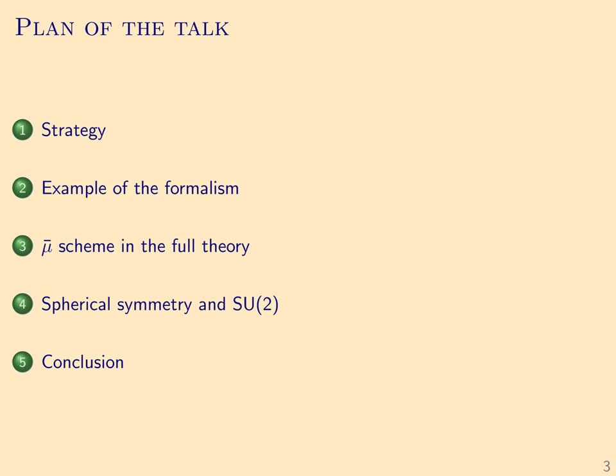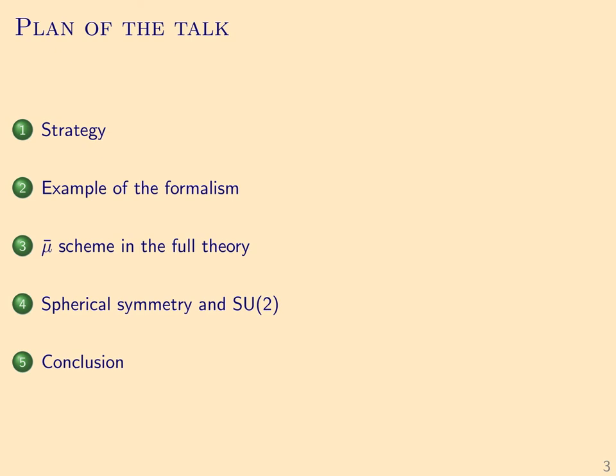Then the main part of the talk will be in sections 2 to 4, where we'll give three examples of such symmetry reductions. The first one will be an example of the formalism, where we will study how to get a spatially flat Friedman-Robertson-Walker loop quantum cosmology, in particular in variables which are the so-called VB variables, where V is the volume of the universe and B is its conjugate momentum.